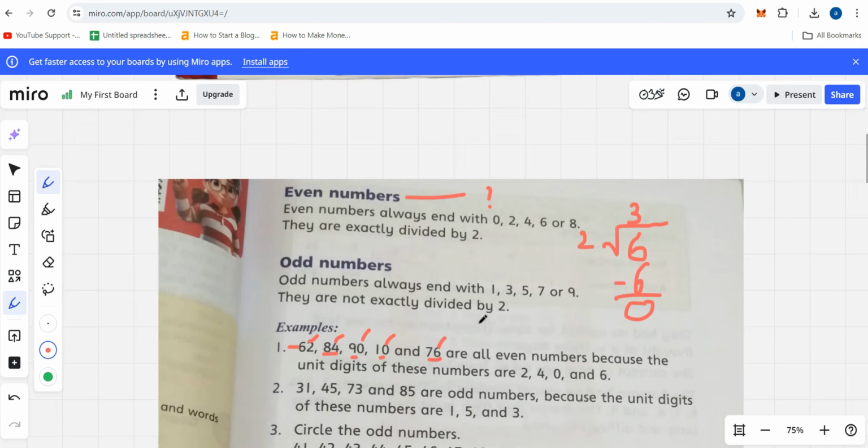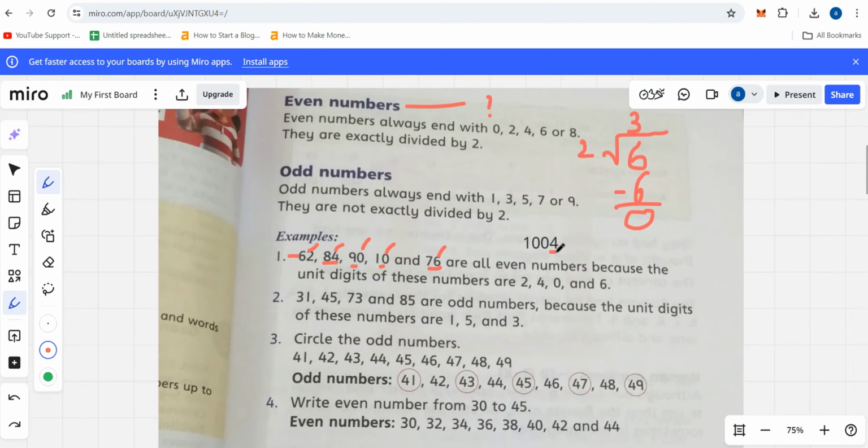Similarly, if we have 4 or 5-digit number, we can find whether it is even or not by looking at its unit digit. In case of 1004, the unit digit is 4. Since it is even, it is an even number.